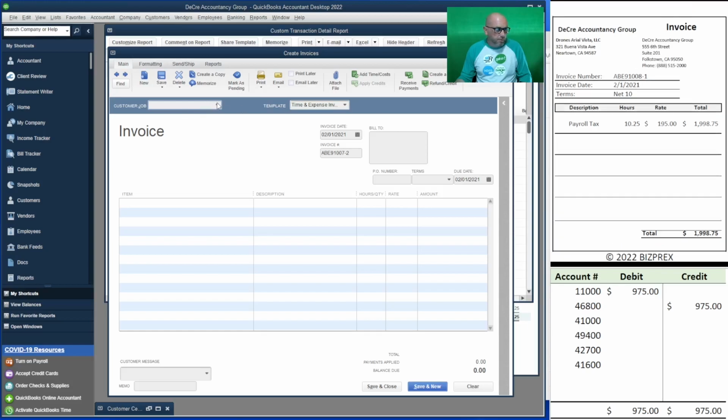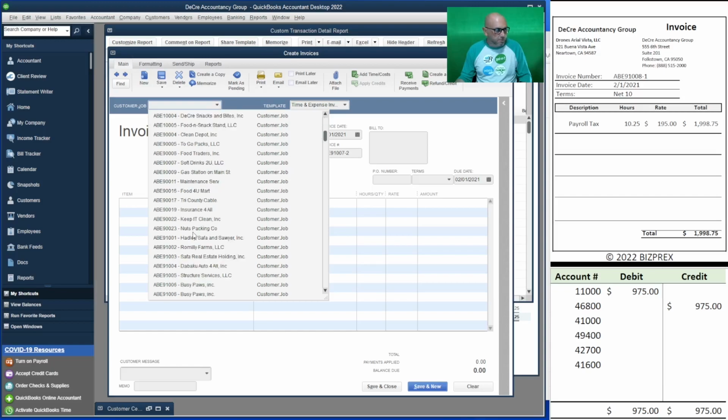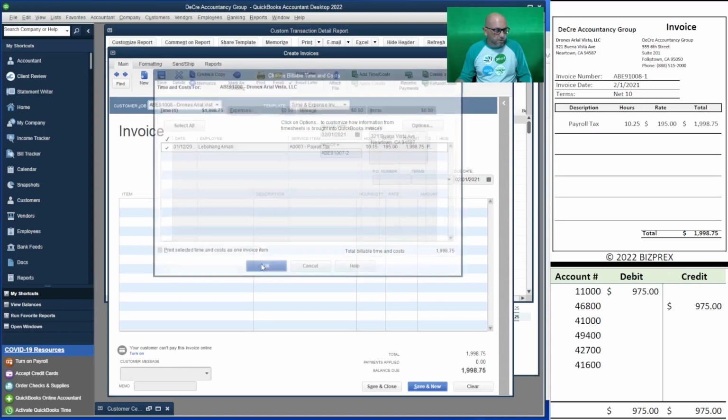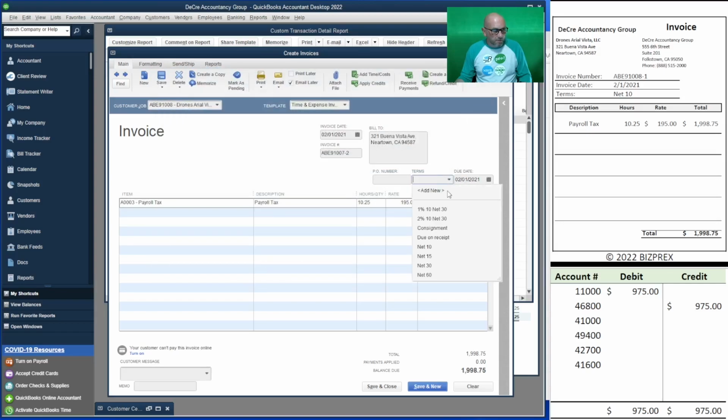Again, another payroll one. Those are good to demonstrate because they're easy. And drone area. All right, here it is. So there it is, right? There it is. Debits and credits. There they are. All right, debits and credits are in balance. This amount is a debit to 11,000. This amount is a credit to 46,800.